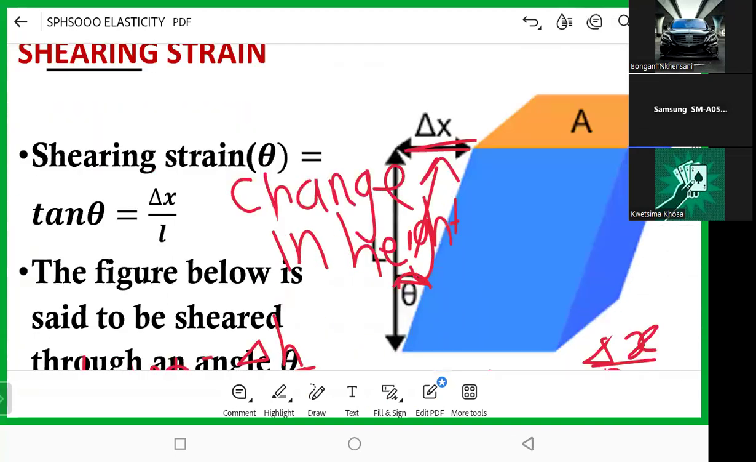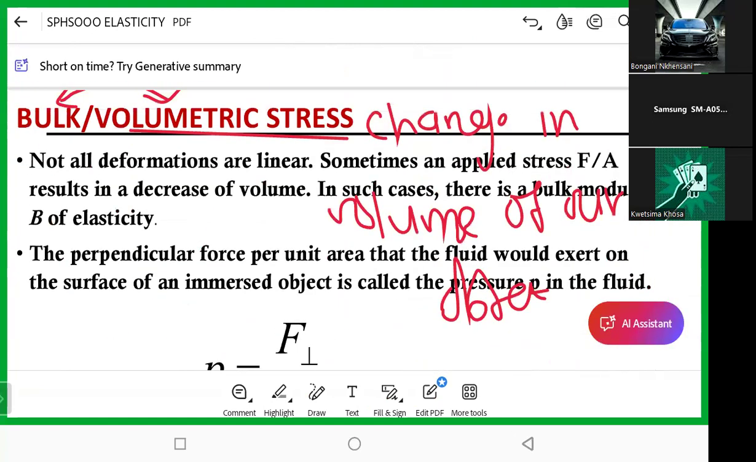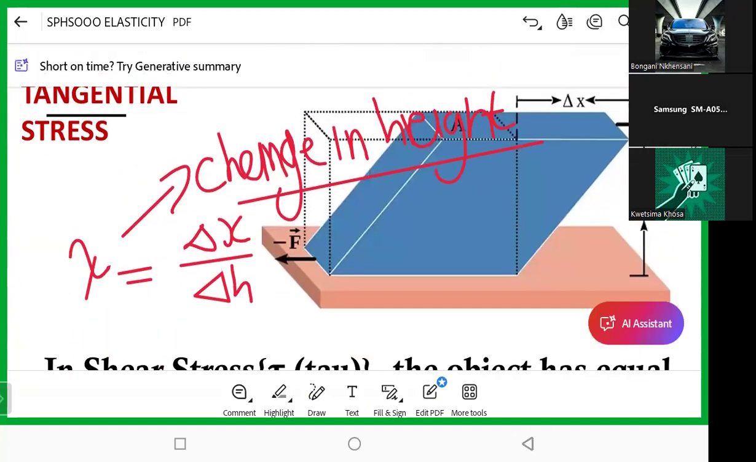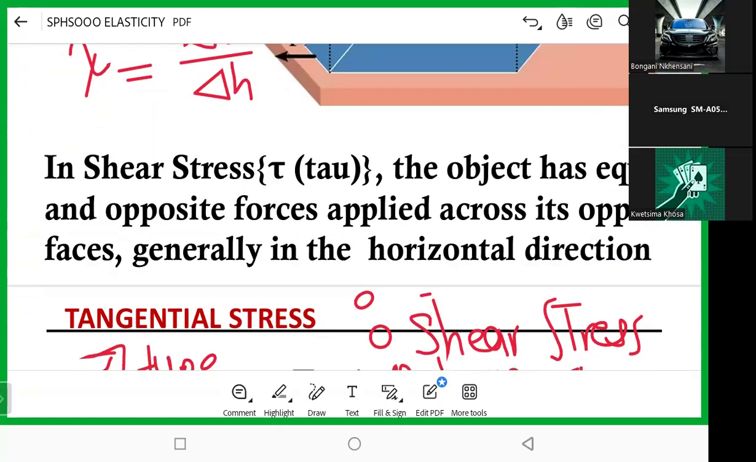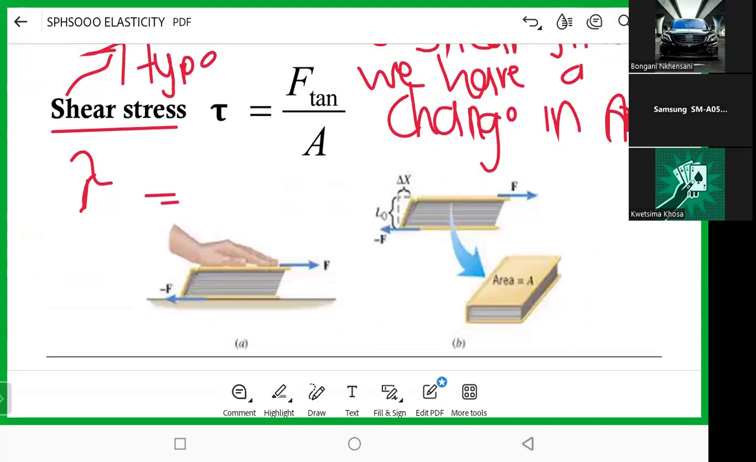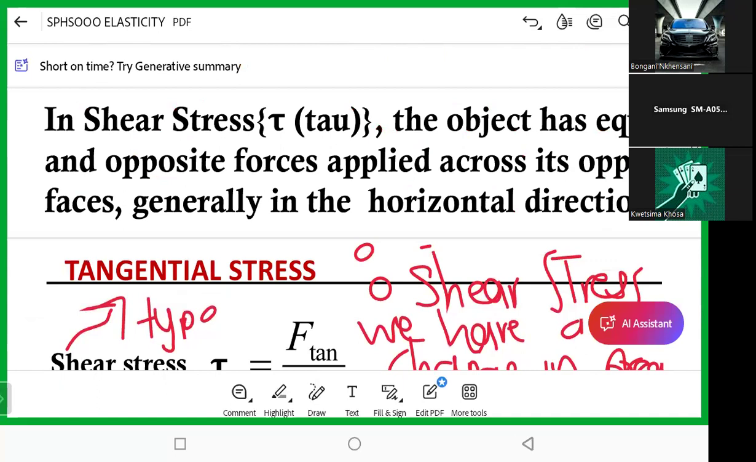So the question now is, what is the difference? Because now we also have the types of stress. I think there is a relationship here. So do you know the relationship between stress and strain?